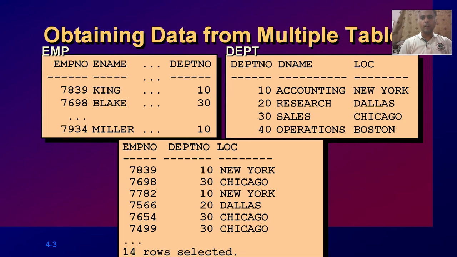So, obtaining data from multiple tables. Look here at the employee table and the department table. We want the employee number from the employee table, the department number from either the employee table or the department table, and the location from the department table. So we want to print three columns using two tables.